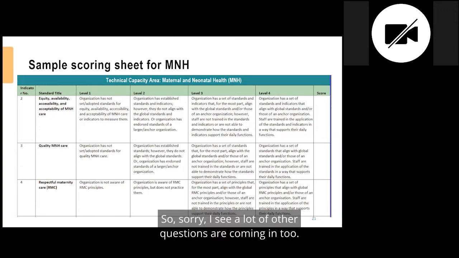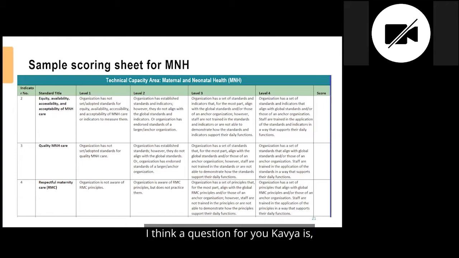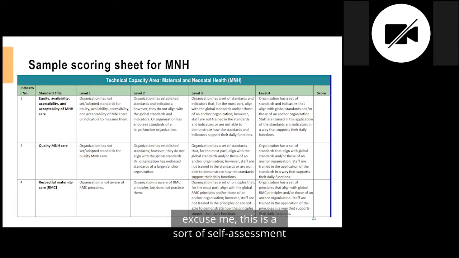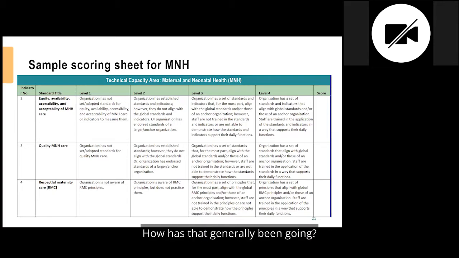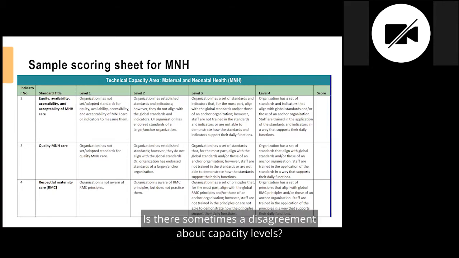I'm sorry, I see a lot of other questions are coming in too. I think a question for you, Kavya. This is a sort of self-assessment for capacity level. How has that generally been going? Is there sometimes a disagreement about capacity levels?